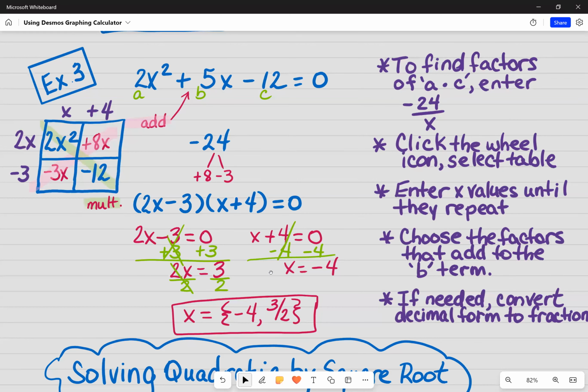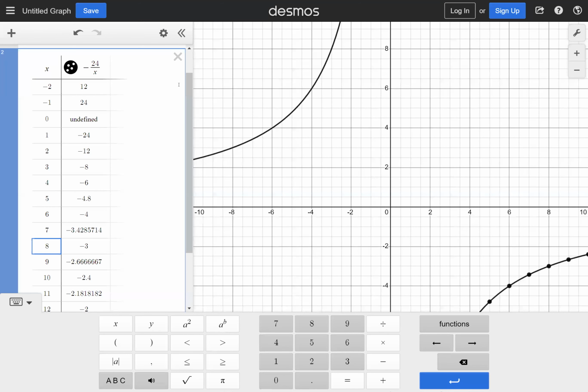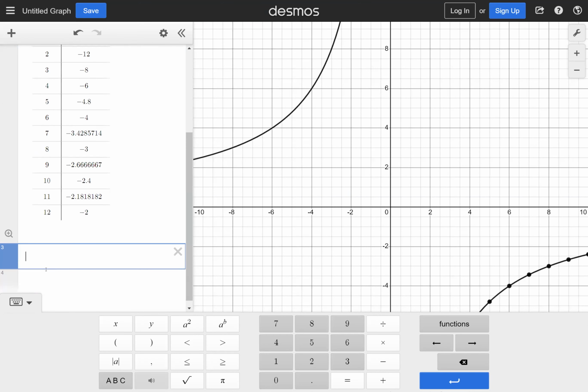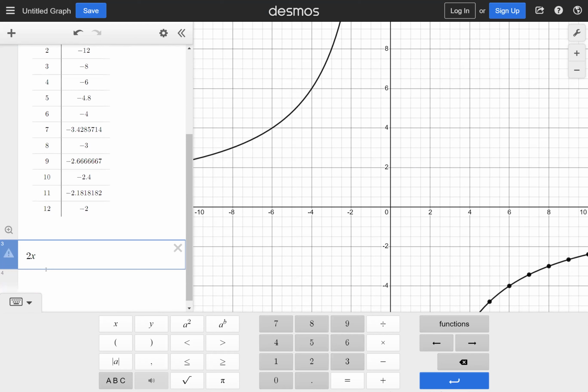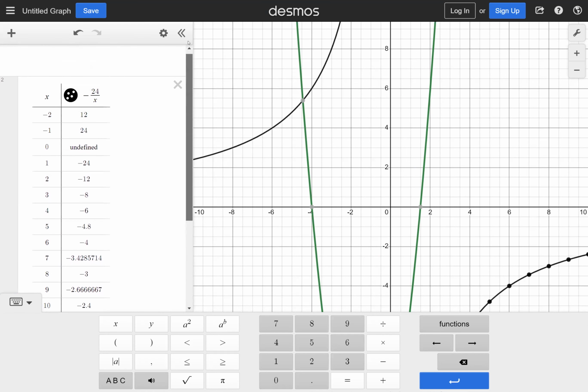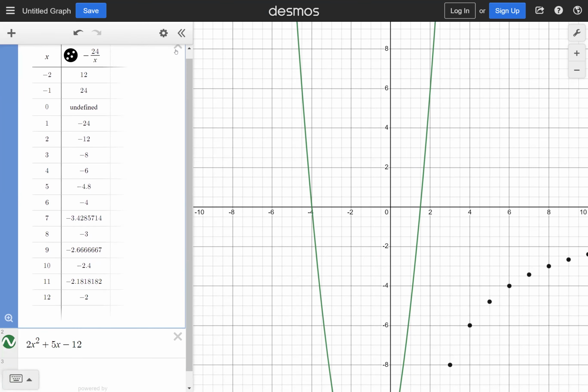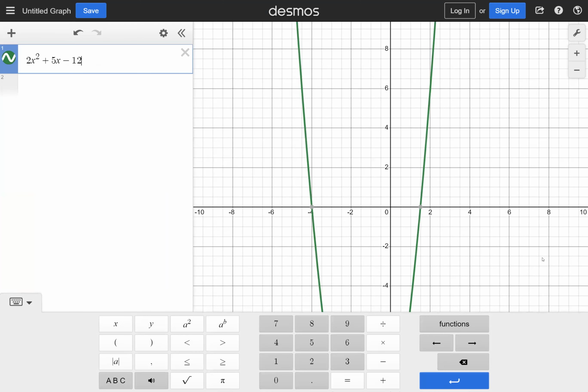So let's go back and put in this actual equation to see. We can go down to the next row, type in 2x squared plus 5x minus 12. Again, if this is too messy for me, I can actually get rid of that table. I don't need it anymore, and that'll get rid of that black graph that was there. So now I'm only focused on this.